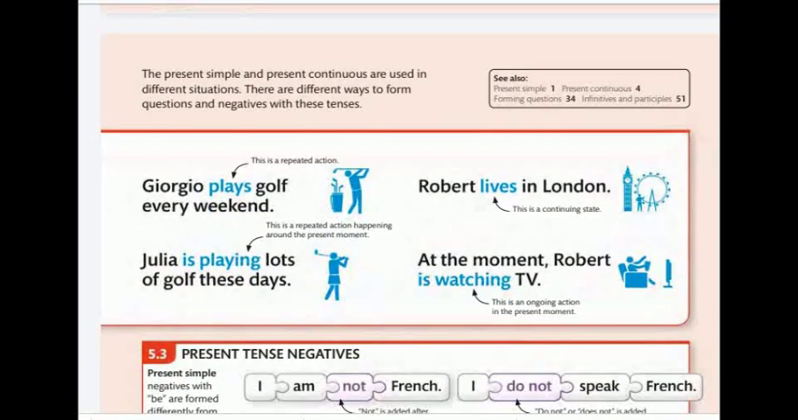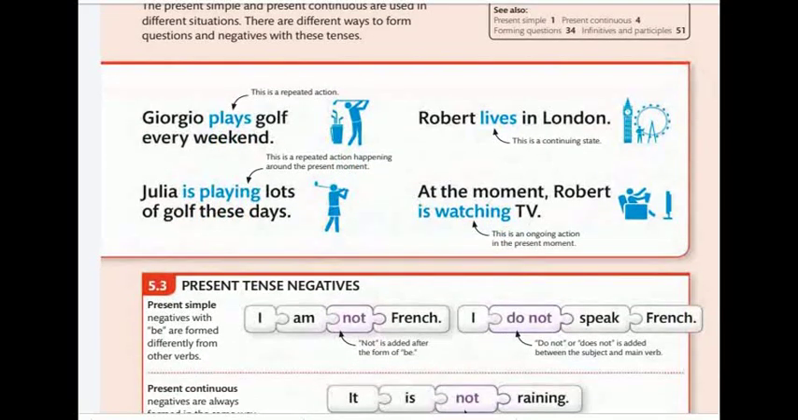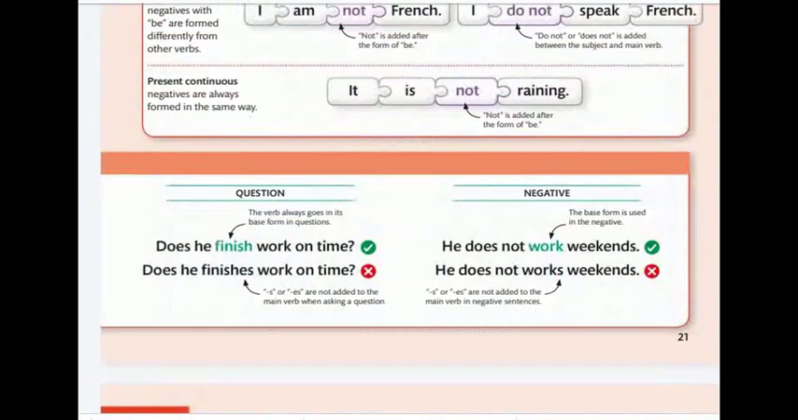Next one. Present simple and present continuous are used in different situations. There are different ways to form questions and negatives with these tenses. For example, Giorgio plays golf every weekend. This is a repeated action. Julia is playing lots of golf these days. It is a repeated action happening around the present moment. Robert lives in London. It is a continuing state. At the moment, Robert is watching TV. It is an ongoing action in the present moment.